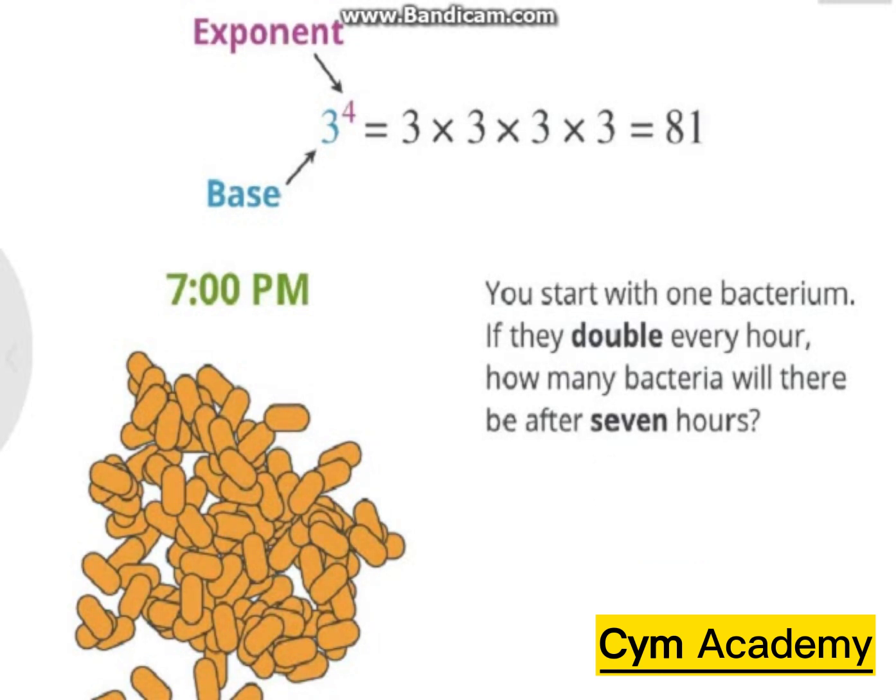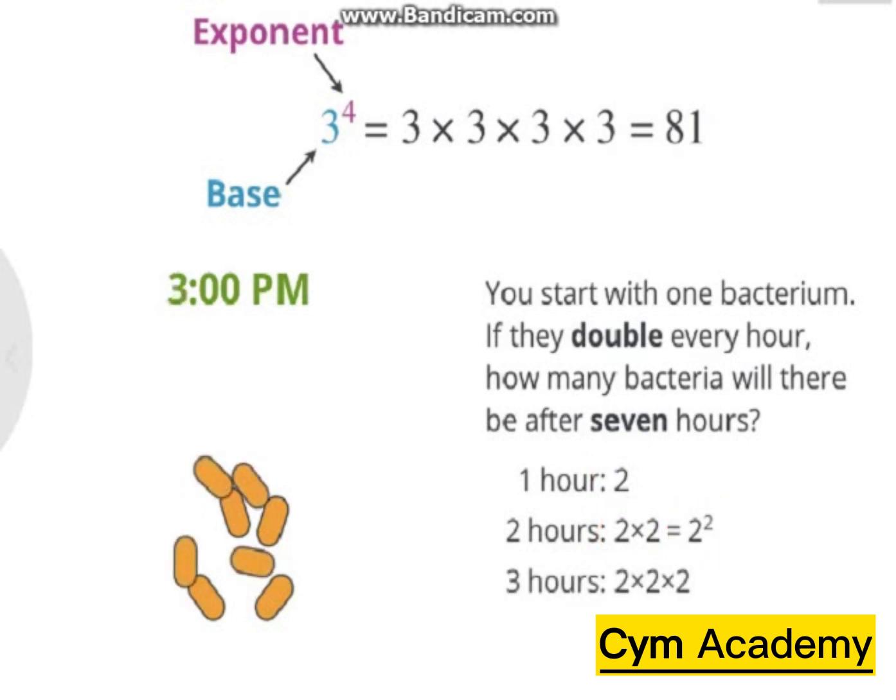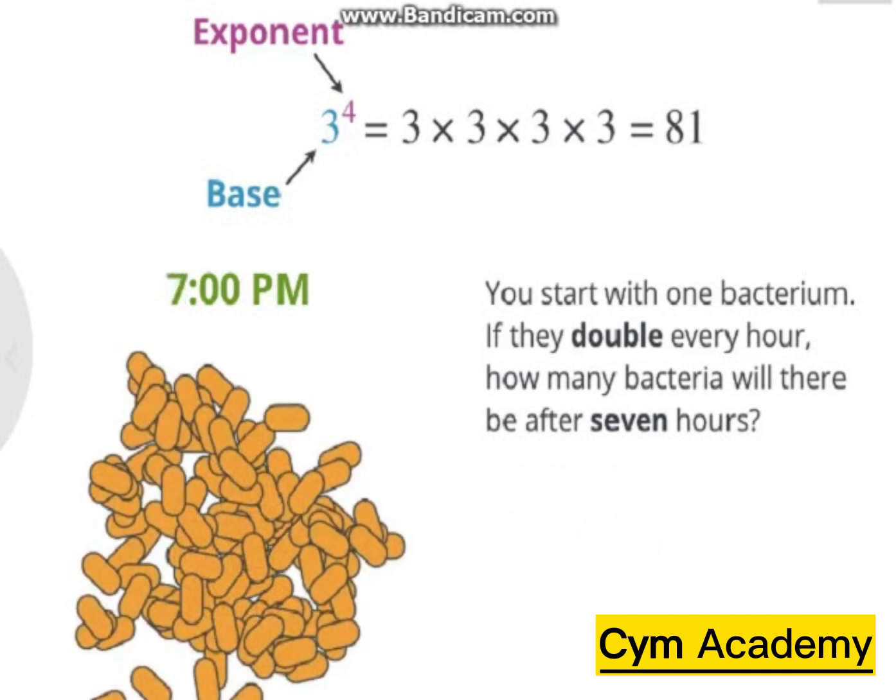Well, let's look at 1 hour at a time. We started with 1 bacterium, so after 1 hour, there are 2. If we wait another hour, each of these divides, so we now have twice as many, which is 2 times 2, or 2 squared. After 3 hours, each one divides again, so we have 2 times 2 times 2, or 2 cubed. And after 4 hours, we have 2 to the 4th. So how many bacteria will there be after 7 hours? Be sure to enter the exact number.